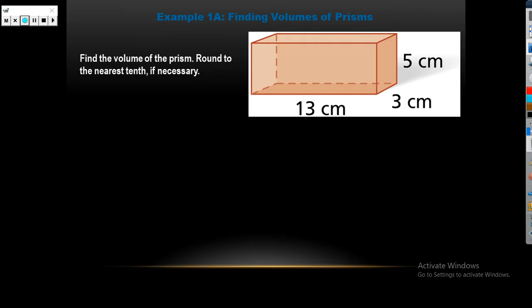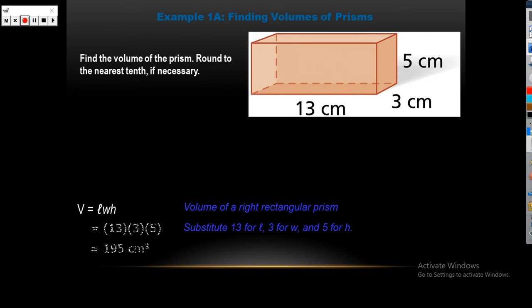Okay, find the volume of a prism and then round to the nearest tenths. Okay, so this prism, the length is 15 and width is 3 and height is 5. So I'm gonna multiply all of them. So the volume is L times W times H. So 15 times 3 times 5, which is 195 centimeters cubed.